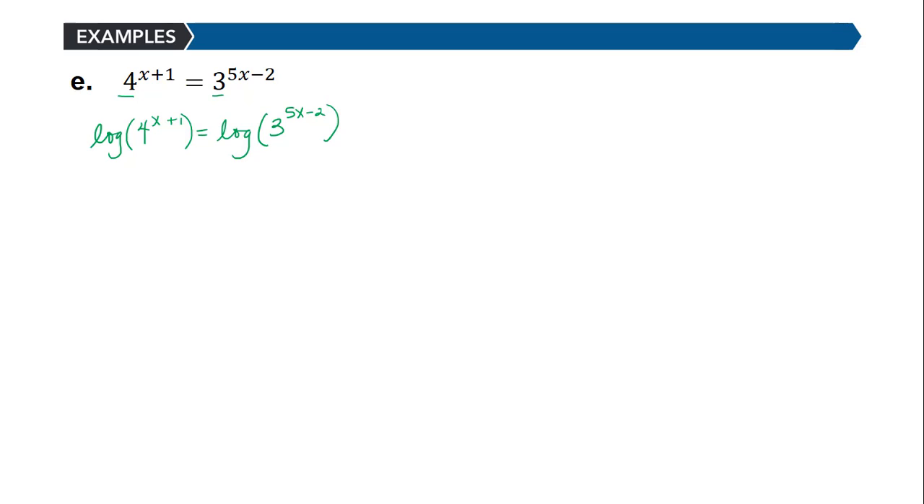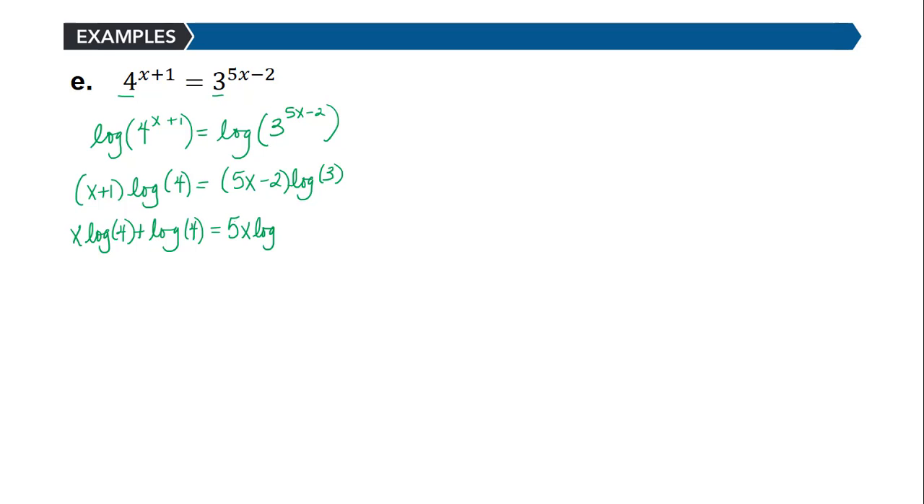So we can bring the exponent down by the power property to get x plus 1 times log of 4 is equal to 5x minus 2 times the log of 3. Now our goal is eventually to try to get x on a side by itself. So we need to multiply each side out to get x times log 4 plus 1 times log 4, or just log 4, is equal to 5x times log 3 minus 2 log 3.